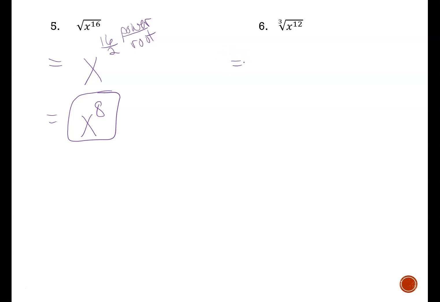On number 6, we would take our power, 12, divided by our root, 3, and our answer would be x to the 4th power.